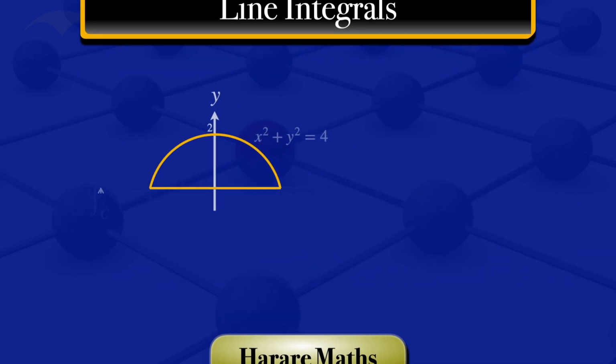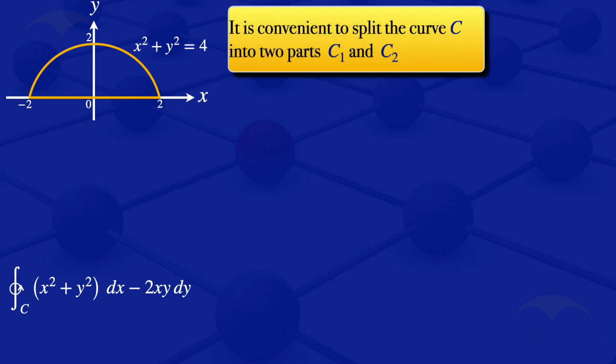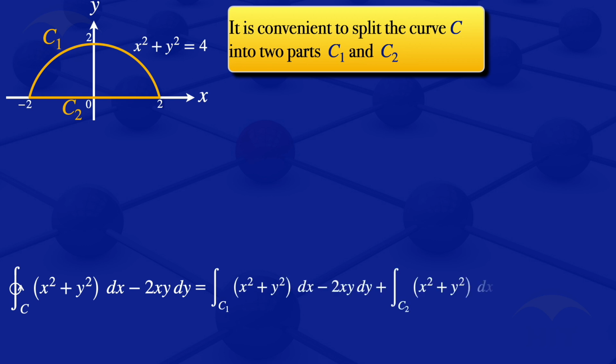For us to evaluate that line integral, it is convenient to split the curve C into two parts, C1 and C2. I'll call the part defined by x squared plus y squared equals 4 C1, and the horizontal part C2. Therefore, our integral along the closed curve C will be the integral of (x squared plus y squared) dx minus 2xy dy along C1, plus the integral of (x squared plus y squared) dx minus 2xy dy along C2.